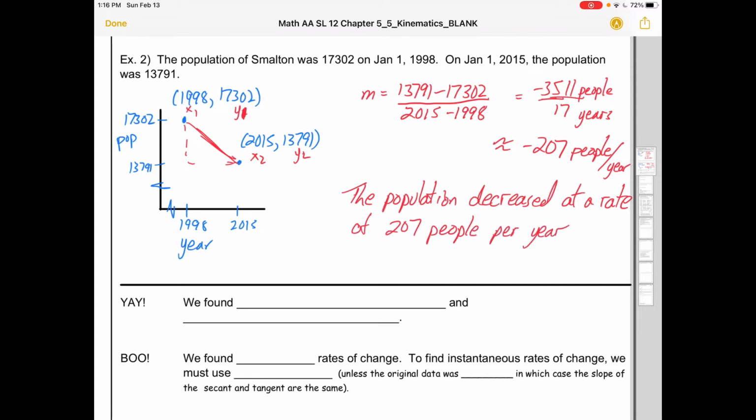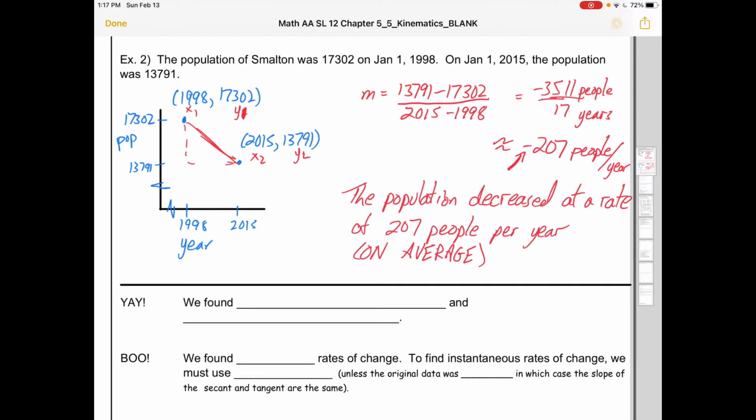over those 17 years. Now, let's see, how can we make this a little bit better? First of all, how do we know it's decreasing? Well, you can just look at the graph, but also the negative tells you that it's a decrease. The other thing we want to say here is that that's on average, because we don't actually know what happened at every moment.